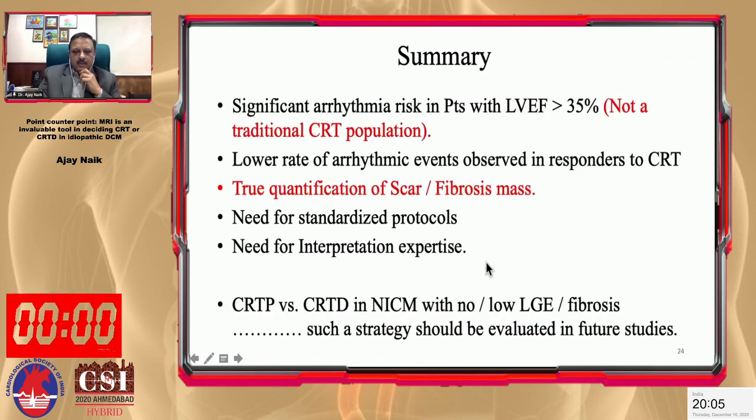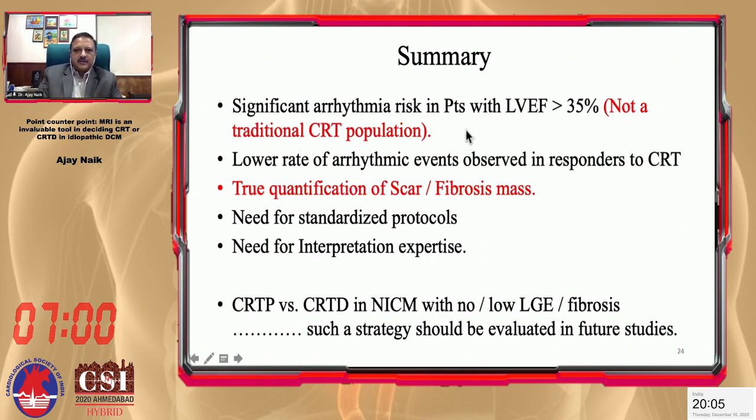So, summarizing my points, there is significant arrhythmia risk in patients with EF more than 35% in this population. This is not even a traditional CRT population. So we need to identify these patients better. We know from our clinical experience that patients who respond to CRT have a lower rate of arrhythmic events. We need to have true quantification of scar or fibrosis, especially by mass. There is a need for standardized protocols, and a need for interpretation expertise.